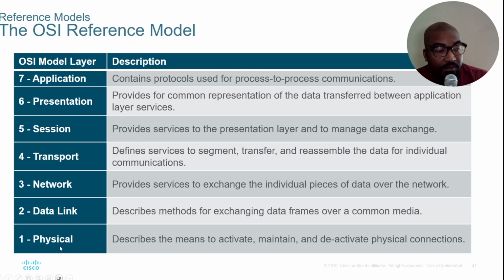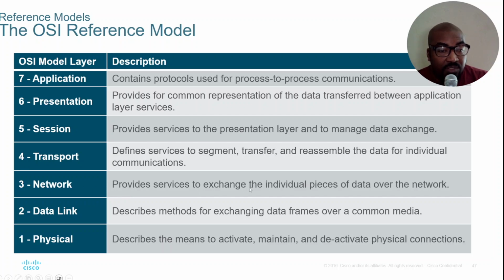OSI, the physical layer. This is layer 1. Describes the means to activate, maintain, and deactivate physical connections. That's that physical connection, right? That's that RJ45 connection that gets plugged in to that switch, or that fiber cable that gets plugged in to that router. The data link, the data frames, that's those ones and zeros, light pulses that are showing up as that physical medium is plugged in. The information shows up, that data link, as it makes its way up.